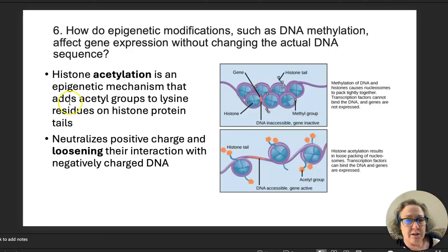Versus acetylation. So here it is like a zoom in a little bit closer. So acetylation adds acetyl groups to the lysine residues on the histone. So you don't have to remember the lysine, but it adds an acetyl group and it spreads it out. So a methyl group tightens it and turns it off, if you will. An acetyl group loosens it and allows more access.